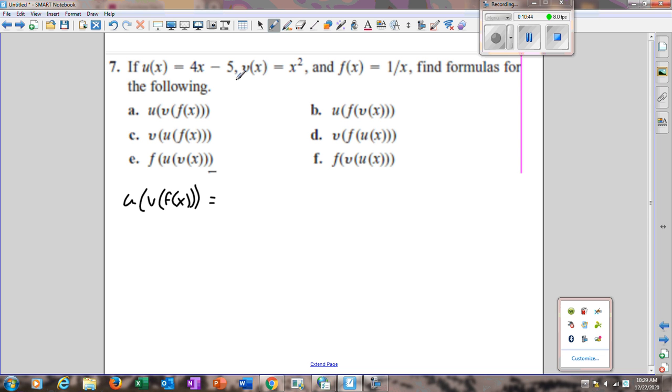And then I plug that in here. So it's going to be 4 times 1 over x squared minus 5. So this would be 4 over x squared minus 5.